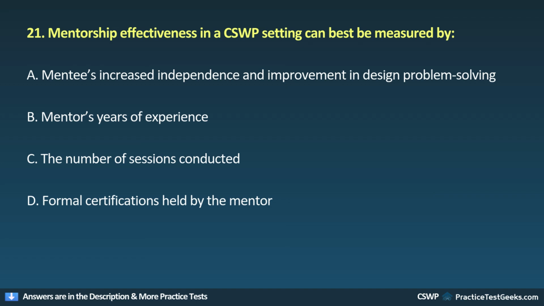21. Mentorship effectiveness in a CSWP setting can best be measured by: A. Mentees' increased independence and improvement in design problem solving. B. Mentors' years of experience. C. The number of sessions conducted. D. Formal certifications held by the mentor.